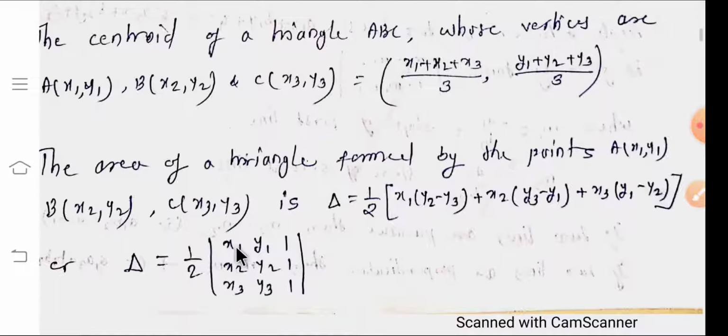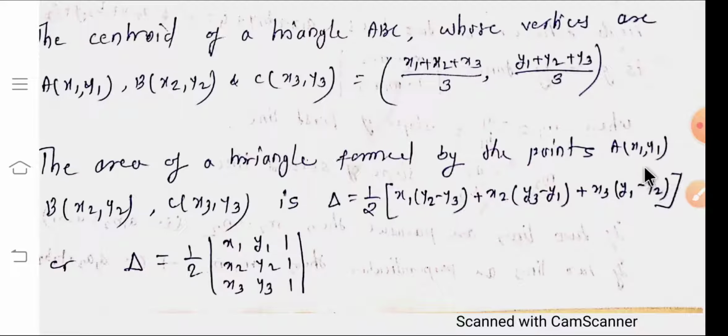The area of a triangle formed by the points A of x1 comma y1, B of x2 comma y2 and C of x3 comma y3 is delta equal to half of the determinant of x1 y1 1, x2 y2 1, x3 y3 1. Remember this formula.